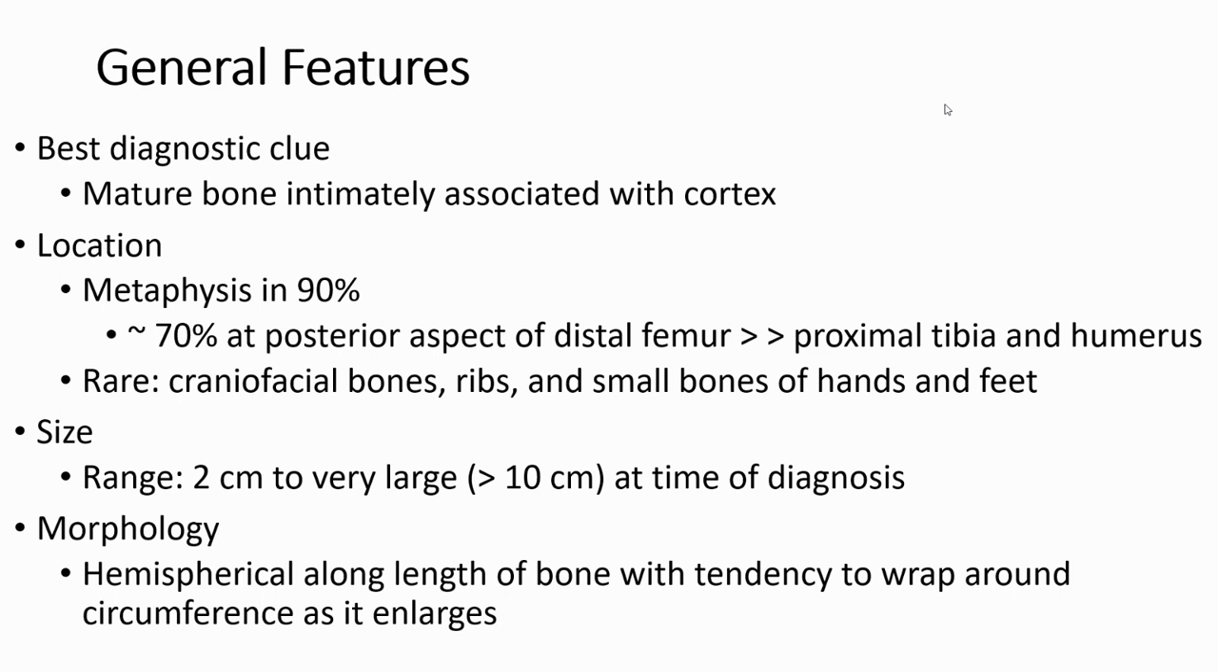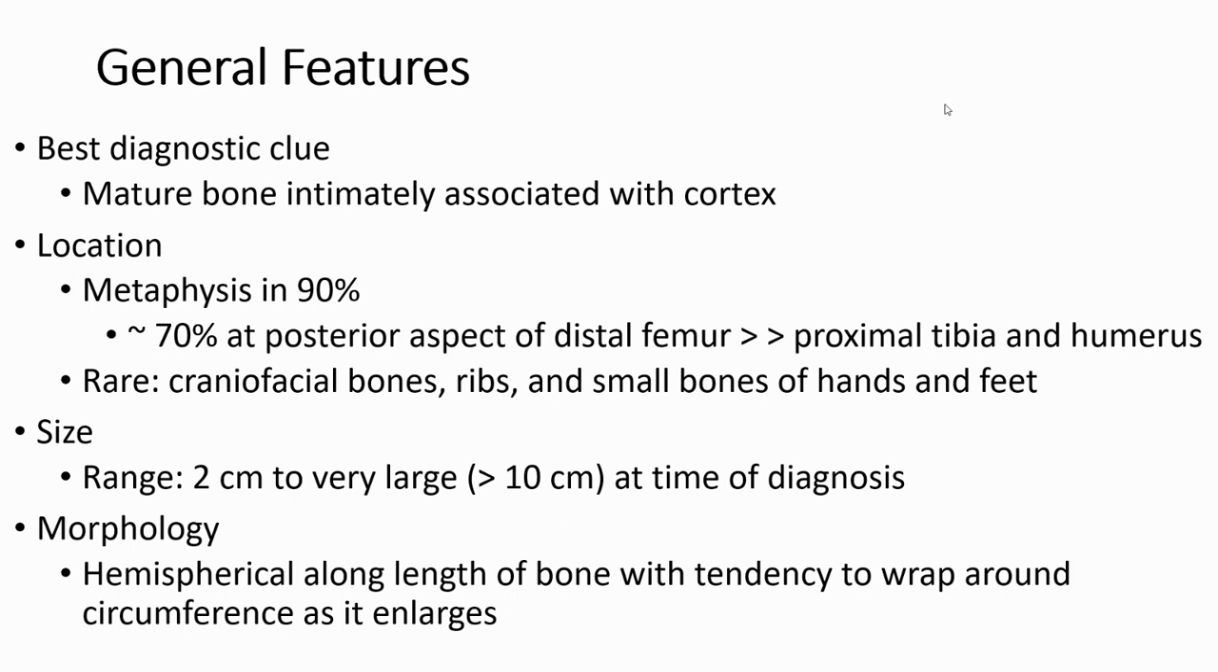The best diagnostic clue is a bone mass intimately associated with the cortex. Location: usually arises from the metaphysis in 90%, 70% at the posterior aspect of the distal femur. After that, proximal tibia or humerus, and rarely craniofacial bone, rib, and small bones of hands and feet. Size ranges from 2 cm to larger than 10 cm at the time of diagnosis.